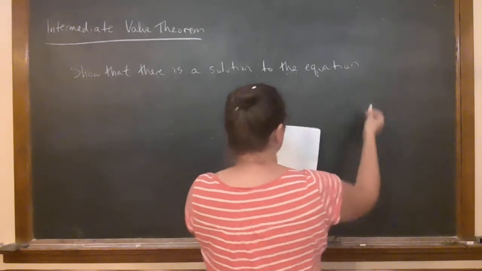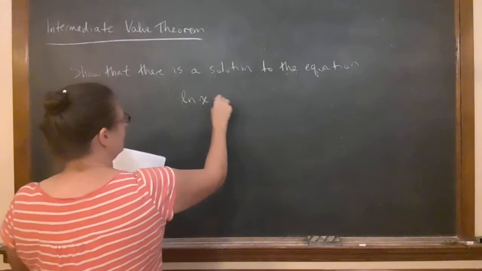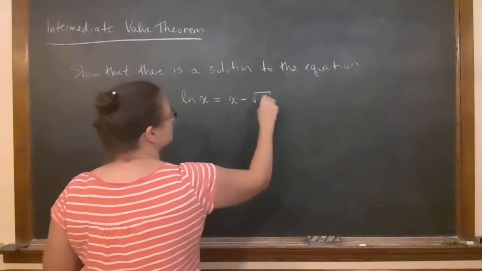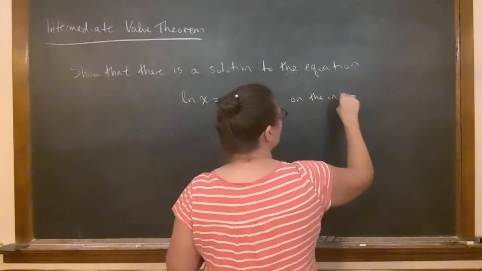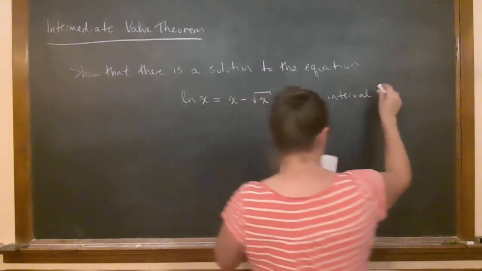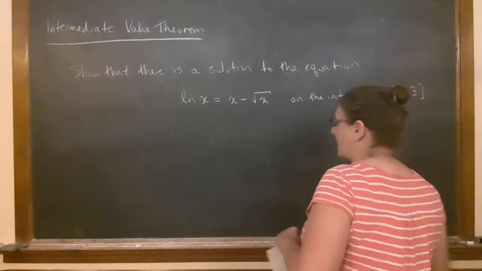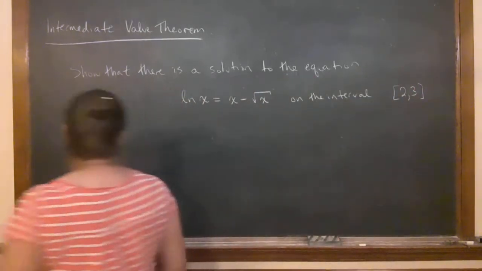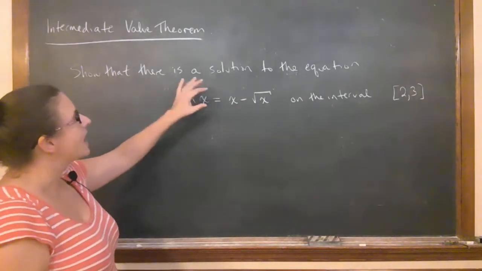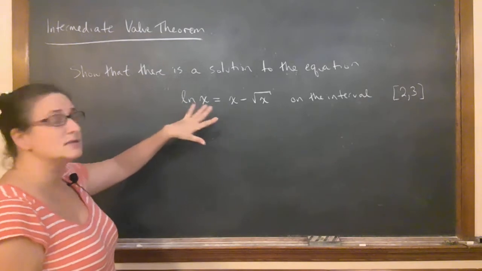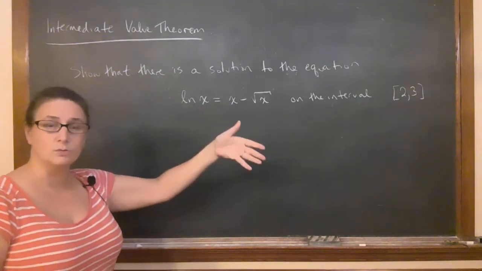The equation: natural log of x equals x minus root x on the interval [2, 3]. You can think of this as a solution to the equation where the left-hand side equals the right-hand side, or we can put everything on one side and say that it equals 0.